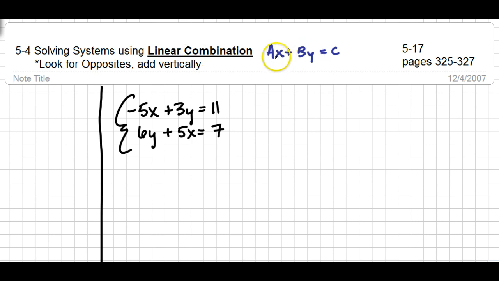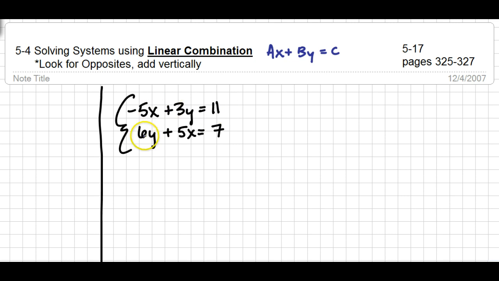The x and the y are together on the same side of the equal sign, and the a, b, and c just represent numbers. So if you have a system that has this type of setup for both of the equations, you're going to look for opposites and then add vertically to solve. Remember that when you're trying to solve a system, one of your goals is to try to eliminate one of the variables. So we're going to start with this nice easy example.